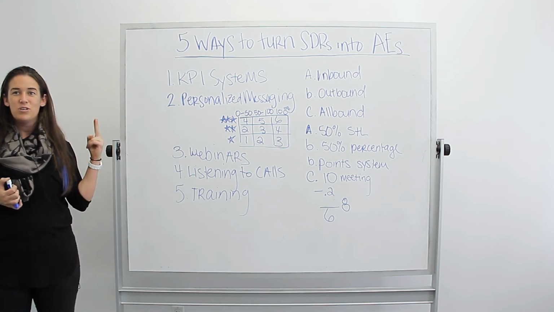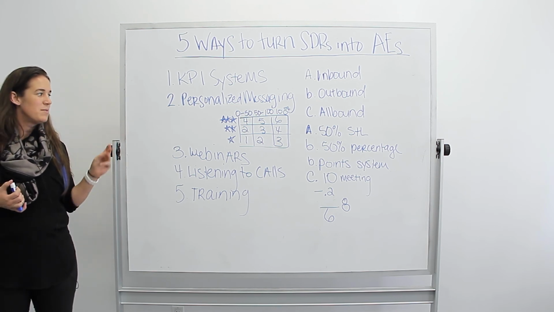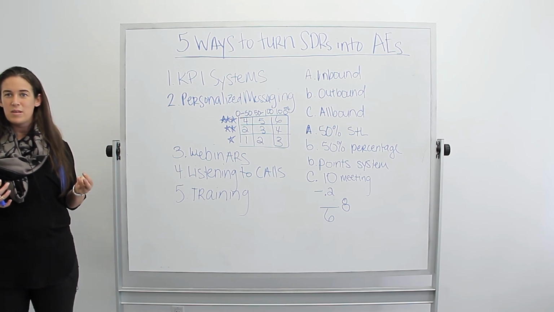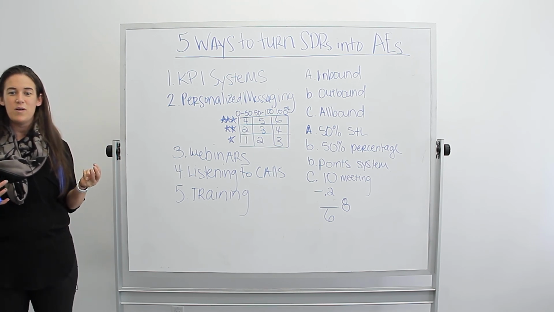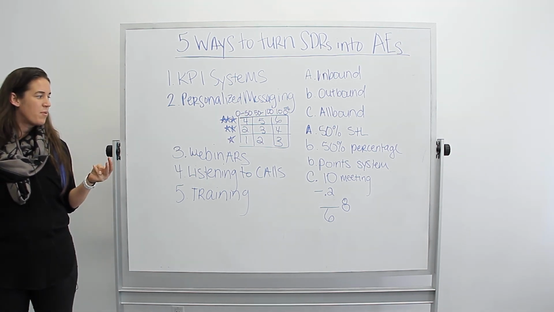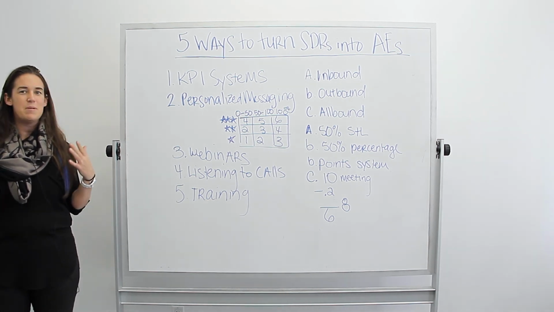So in review, the 5 ways to turn your SDRs into AEs are: number 1, KPI systems; number 2, having them send out personalized messaging so that they learn how to nurture a relationship; number 3, have a senior SDR run the biweekly product webinars so they get a chance to pitch live your product to unqualified prospects; number 4, have them listen to all the calls for your account executives; and number 5, train them.